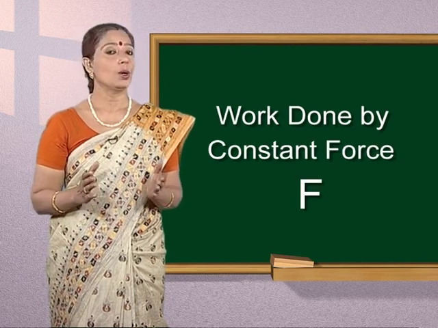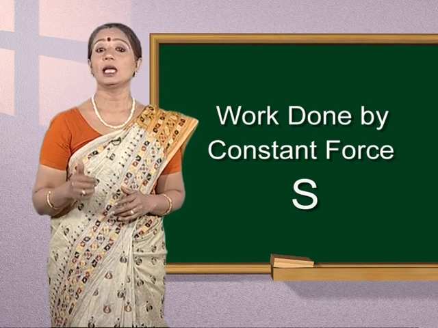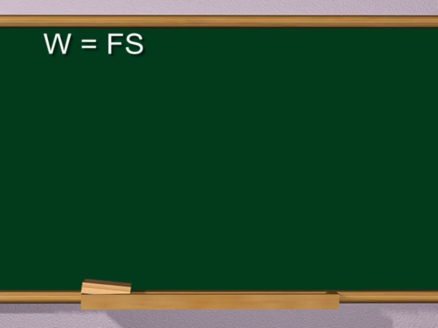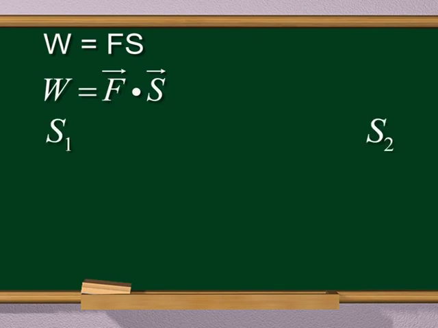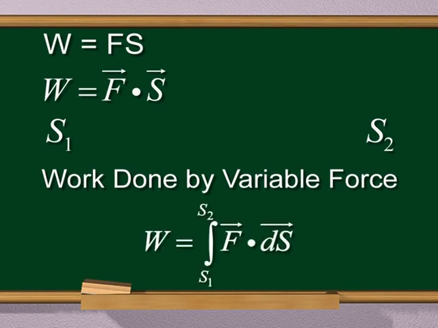Work done by a constant force F, which displaces a body through a displacement S in the direction of force, is W equal to F into S. Also, work done W is expressed as a dot product of vector F and vector S. If S1 and S2 are the magnitudes of the initial and final displacements of the body at the arbitrary points A and B with respect to the reference point O, then the work done by a variable force is W equal to the integration of vector F dot vector ds with lower limit S1 and upper limit S2.